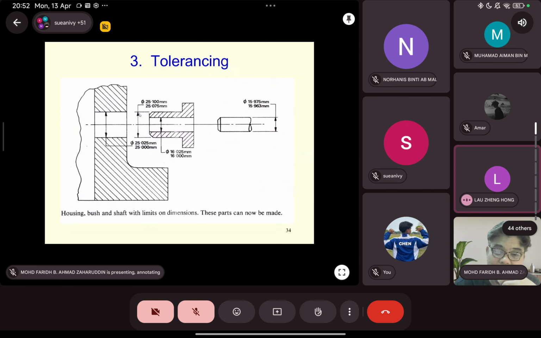Sorry, doctor, I have a question. Yes. What happens if the lower limit is 15.4 but the upper limit is 16.2? Then the nominal should be which?